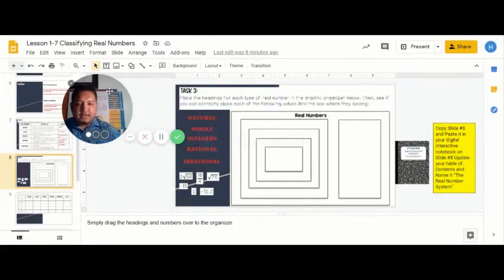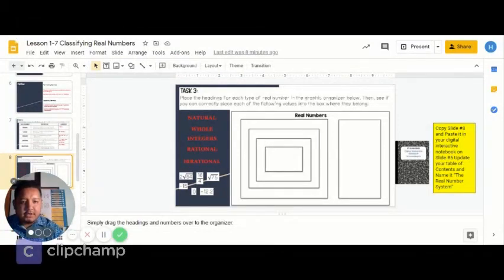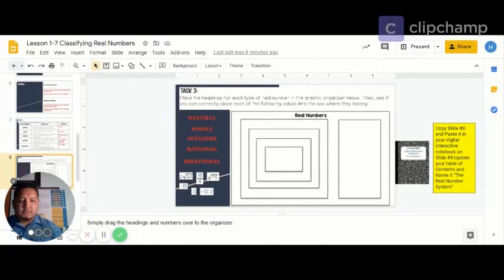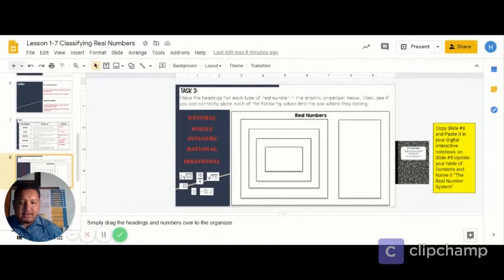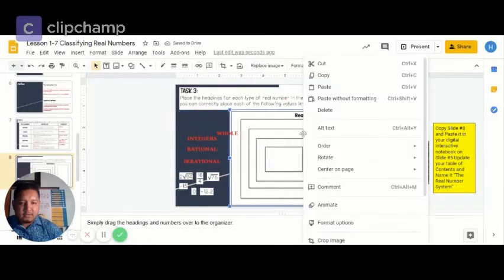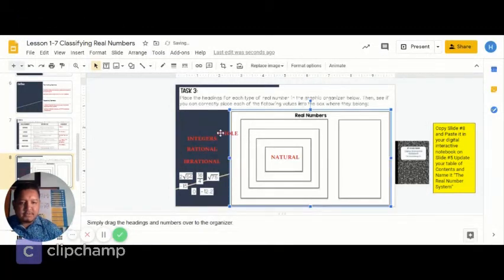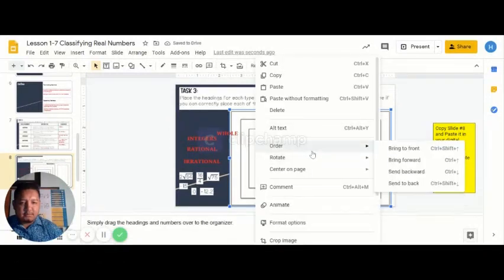All right, so here we have task number 3. It says place the headings for each type of real number in the graphic organizer below, then see if you can correctly place each of the following values into the box where they belong. So we're going to start with the first definition that we learned here. Natural numbers. Natural numbers are numbers that start with number 1.